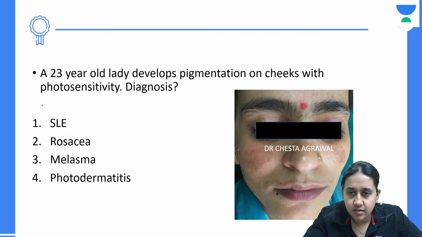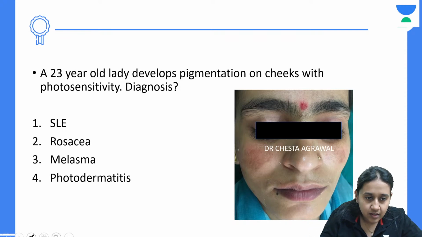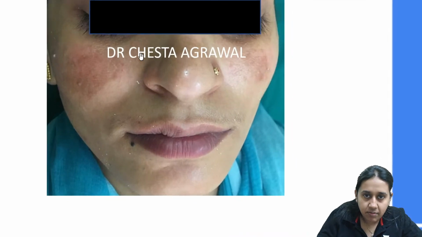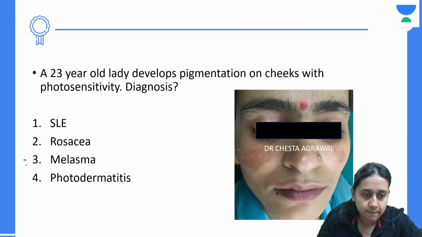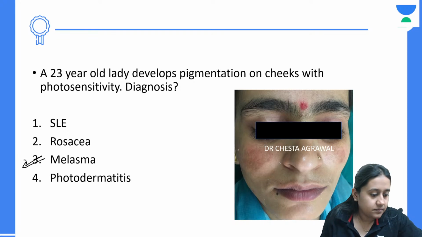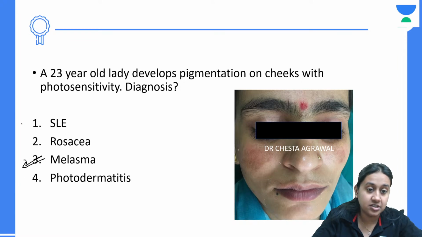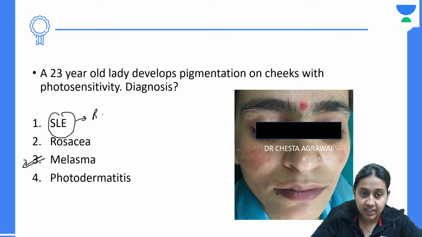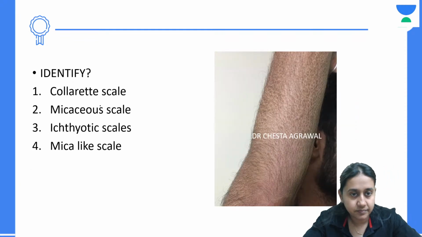A lady with pigmentation on the cheek, photosensitivity. It is only pigmentation, so this is melasma. Melasma patients have photosensitivity and they develop pigmentation. But here they develop a rash. That is the difference. Next.